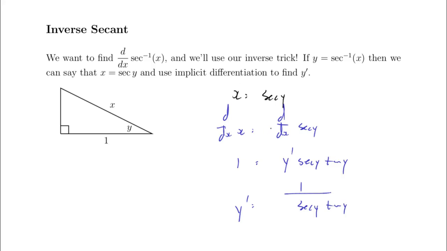Now you'll notice we've got a couple of things that we have to fill in. One of the things to notice, though, is that we know what secant y is. It's just x. So this thing here, that's x. Then we need to find what tangent of y is. So, okay, now we'll go back to our triangle and we'll use the Pythagorean theorem, and we've got the square root of x squared minus 1. So we can see tangent of y is going to be the square root of x squared minus 1 over 1. So that's going to be this thing.